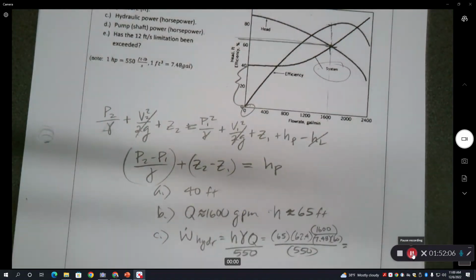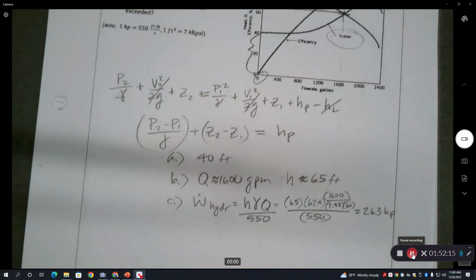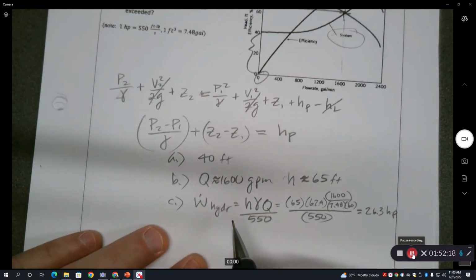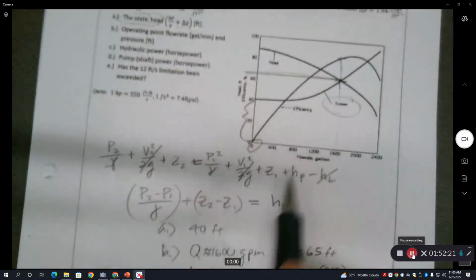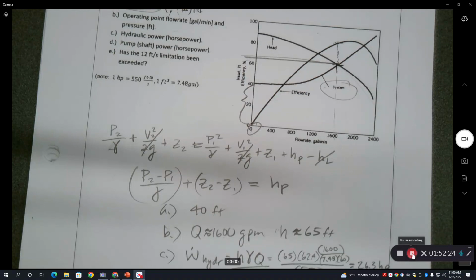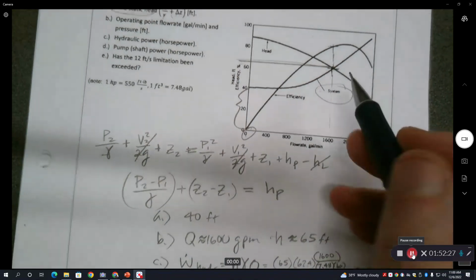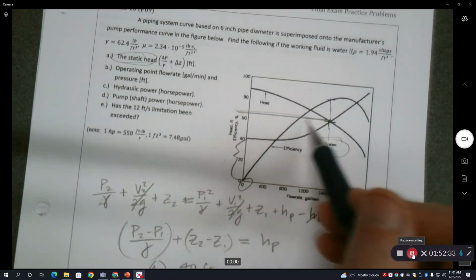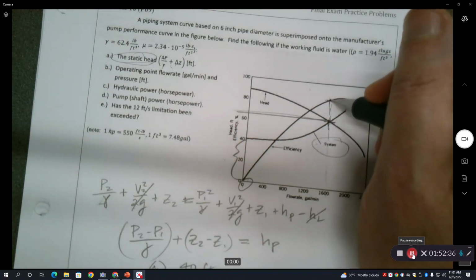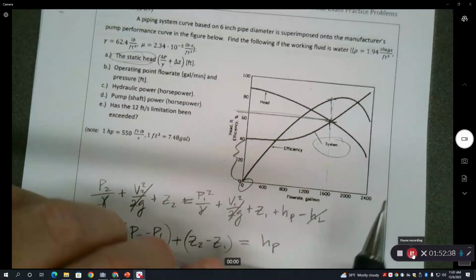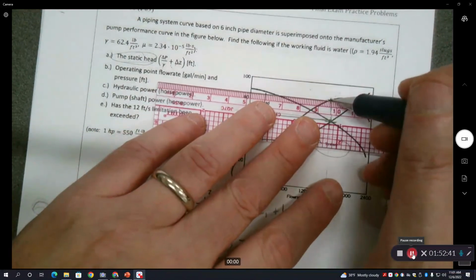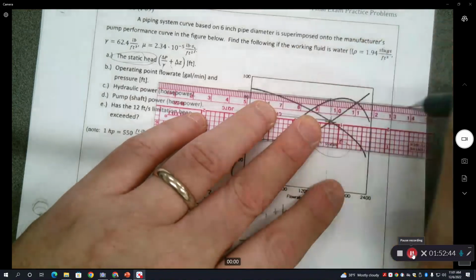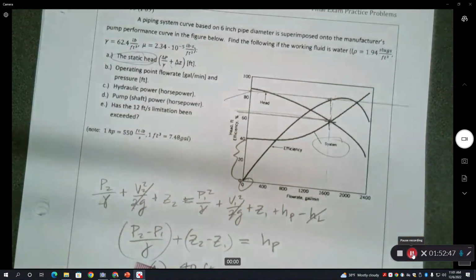We can just write down what we have: 26.3 horsepower. I asked for the pump shaft horsepower. And so we really need the efficiency from this, and from that we can keep going up here. We can estimate that efficiency. I said that it was like 0.85, but it's kind of hard to see right in there. I guess maybe if you cross right in there, you get a 0.85.